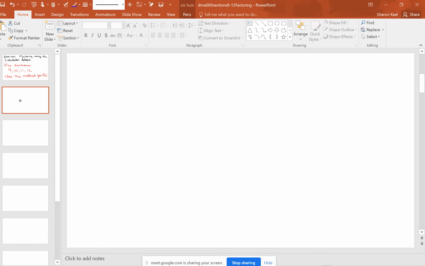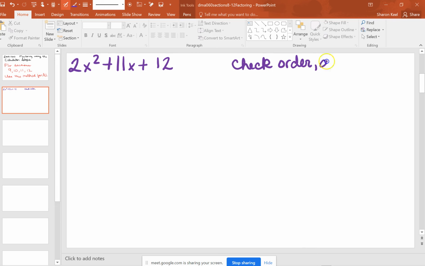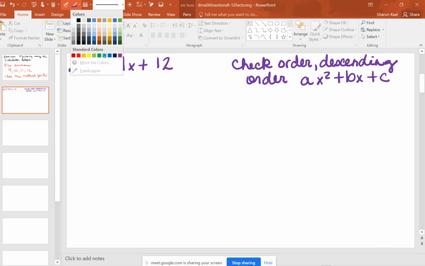Okay, so I'm going to start by writing an equation up here. So I'm going to have 2x squared plus 11x plus 12. Okay? The first thing you want to do is check the order. Check order. And that means it needs to be in descending order. In descending order would be ax squared plus bx plus c. So you want to check your order of the polynomial and be sure it's in the right order.